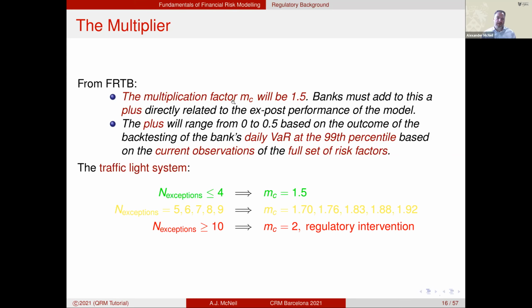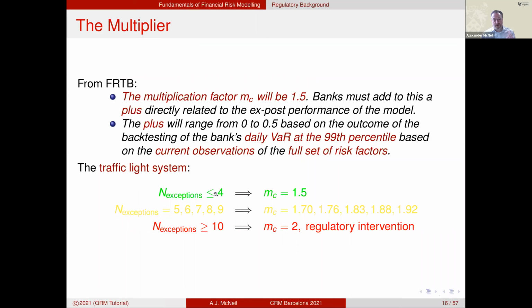So the multiplication factor will be 1.5, but banks must add to this a plus, which is related to the ex post performance of the risk model. And this plus will range from 0 to 0.5 and will be based on the outcome of the backtesting of the bank's daily VaR at the 99th percentile, based on current observations using the full set of risk factors. So there is a traffic light system.